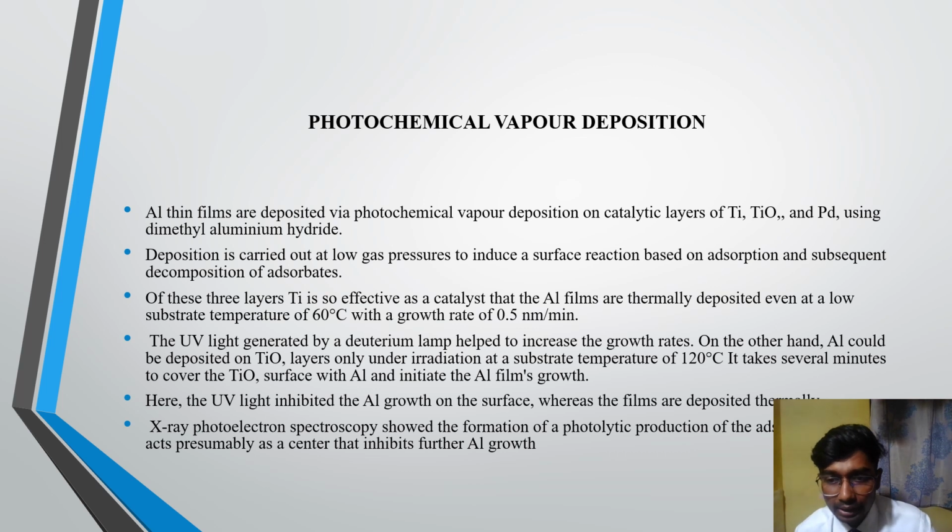On the other hand, aluminum could be deposited on the titanium oxide TiO layer only under irradiation at a substrate temperature of 120 degrees Celsius. It takes several minutes to cover the titanium oxide surface with the aluminum. The next point is that UV light inhibits the growth on the surface, whereas the films are deposited on the others.